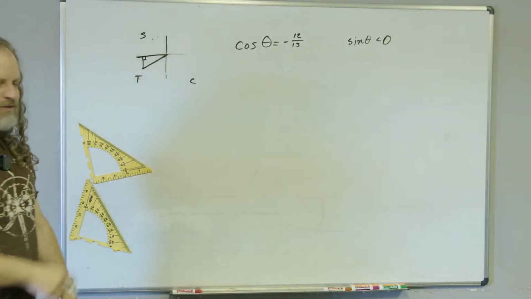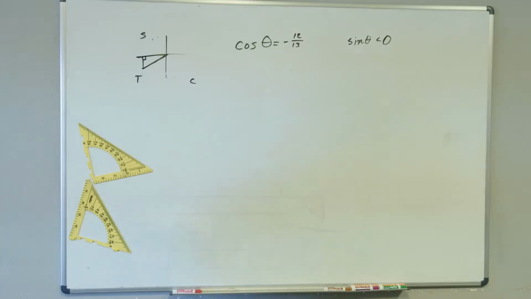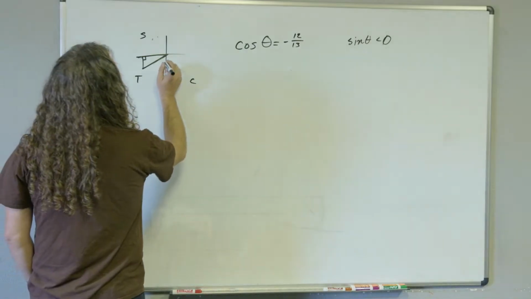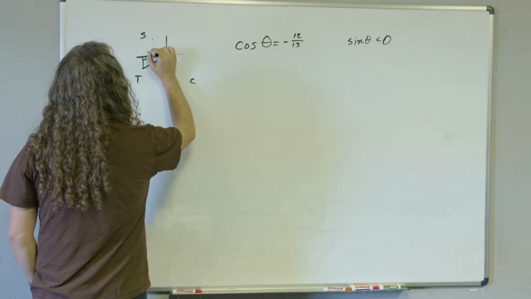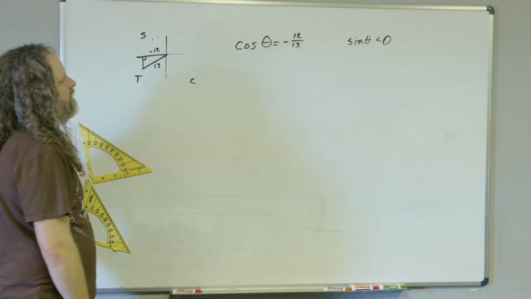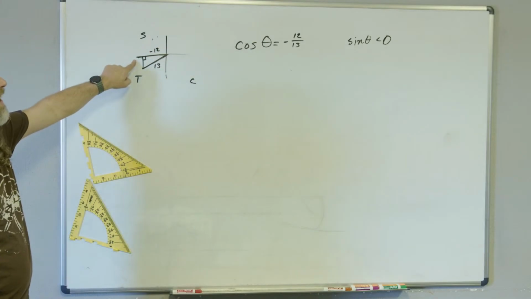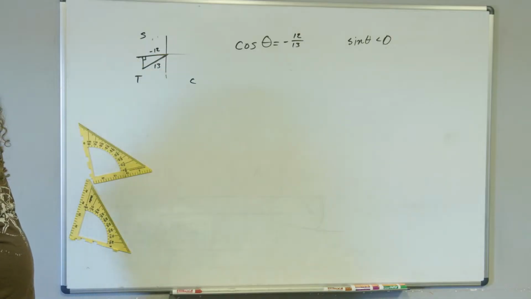What is cosine? Oh wait, never mind, I figured it out. Cosine is adjacent over hypotenuse. It's x over r. So we have to find r. But we have r, we've got to find y. Use the Pythagorean theorem.